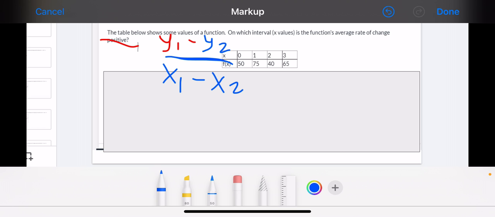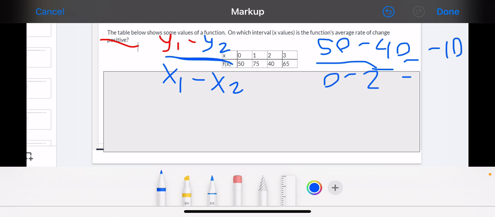So I think it was 0, 2 we had. So if we did y 0, 40 minus 2, that would equal negative 10 over negative 2, to reduce down. Wait, that wouldn't be negative 10. Never mind. That would just be negative 5. So that wouldn't be the answer.